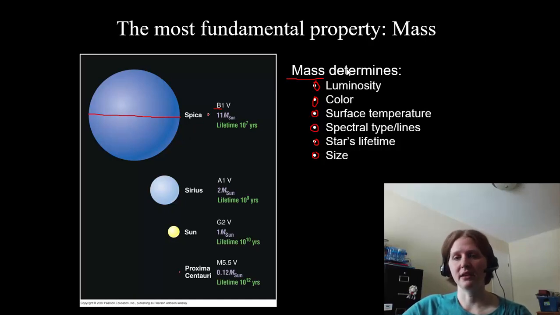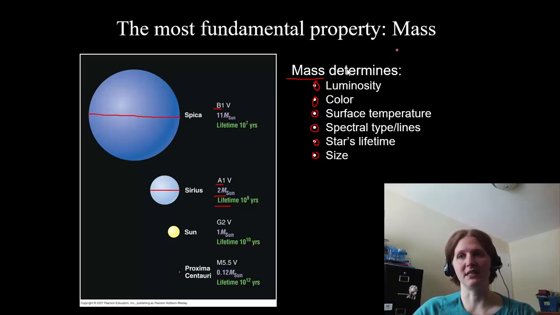And if you change the mass, so let's go to something less massive, it will fuse its hydrogen into helium slower, so it'll be less powerful, it'll be less hot, it'll be type A, it'll have a smaller physical size, it will actually live longer because it's burning its fuel slower. And then you can just continue that further and further. So if I want to know something about a star and I go to a catalog, the first thing I look up is its mass.